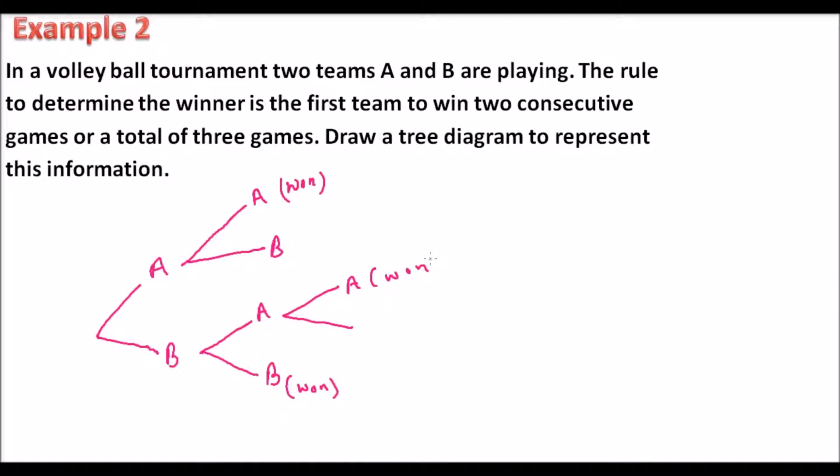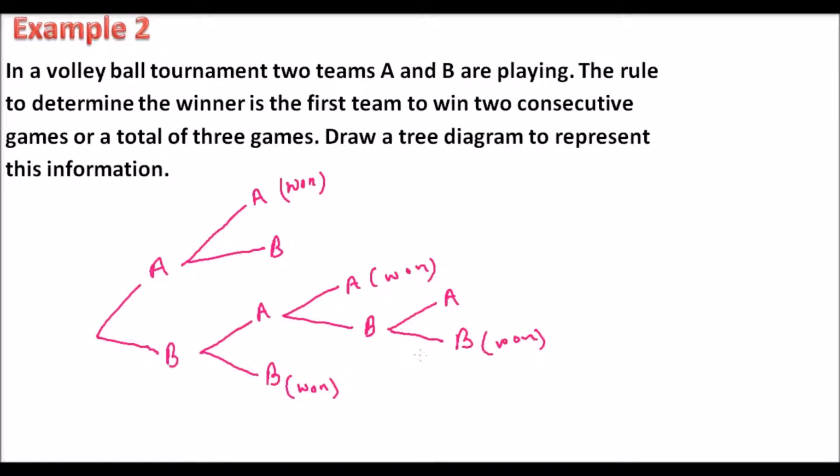If B wins the third game, it means none of the teams has won 2 consecutive games or 3 games in total. So they have to play another one. And if A wins that game, then A wins, or B can win. If B wins, then it means they have won a total of 3 games, and that means it will be the end of the game.